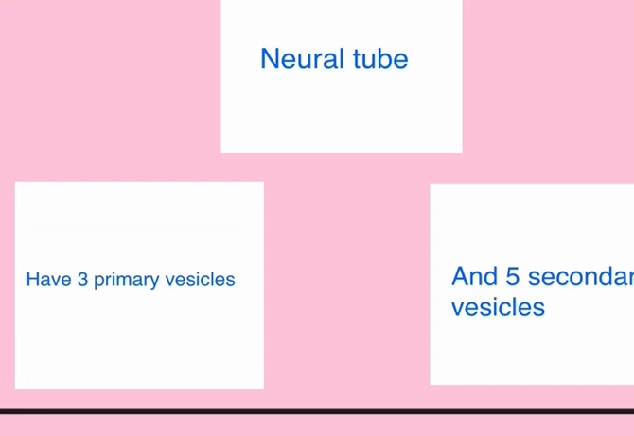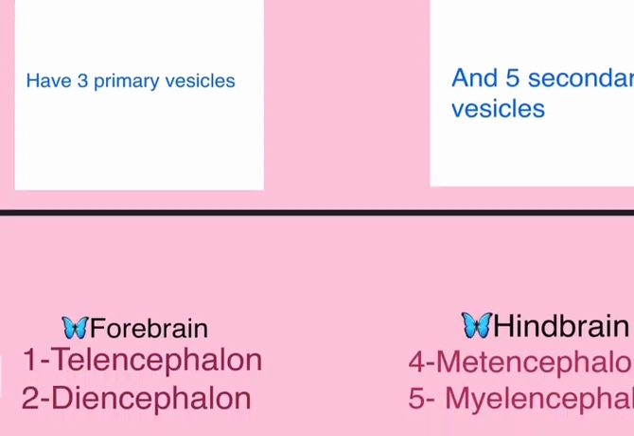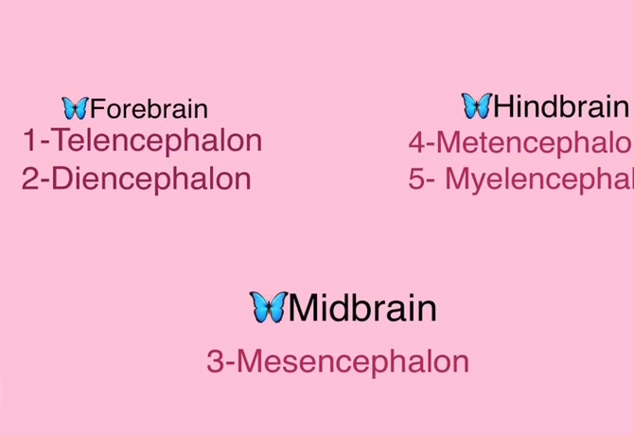It will have three primary vesicles and five secondary vesicles. Okay, these are the three vesicles. It consists of the primary vesicles, meaning the forebrain, midbrain, and hindbrain. The forebrain will consist of the telencephalon and diencephalon. The midbrain will have the mesencephalon. The hindbrain will have the metencephalon and myelencephalon.